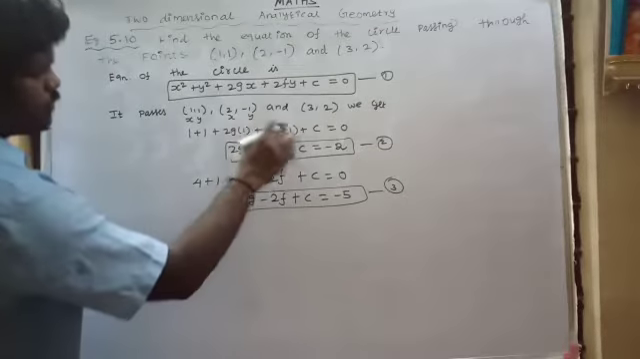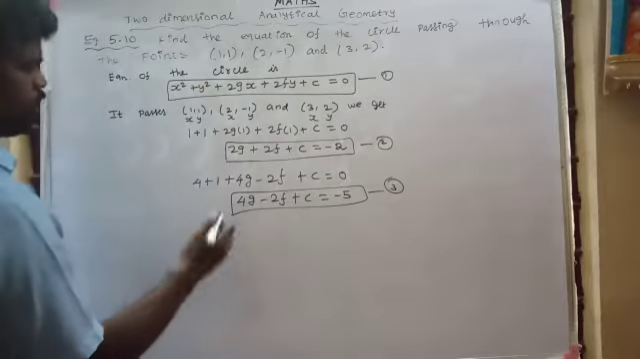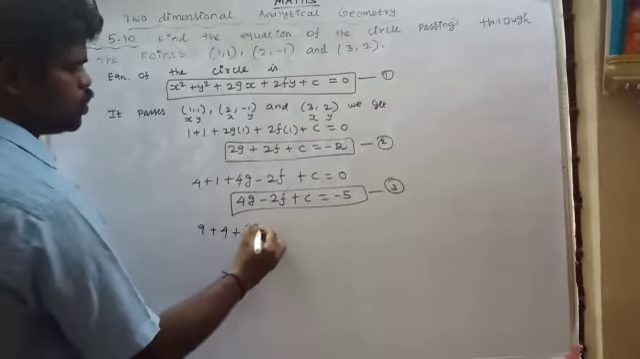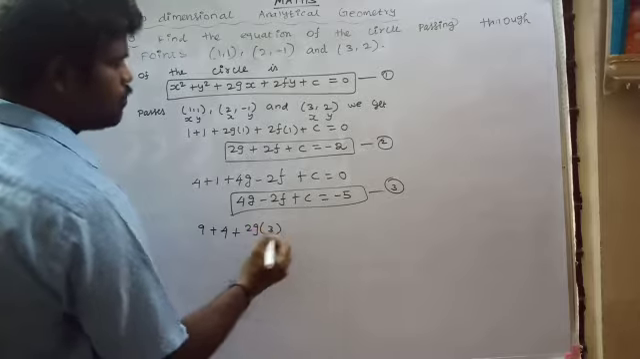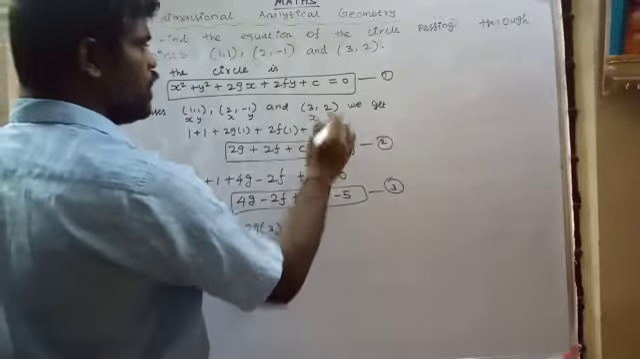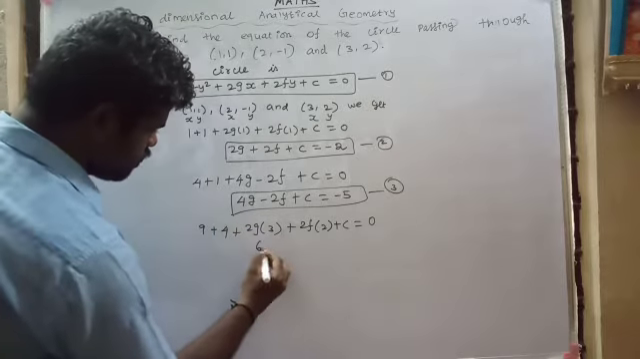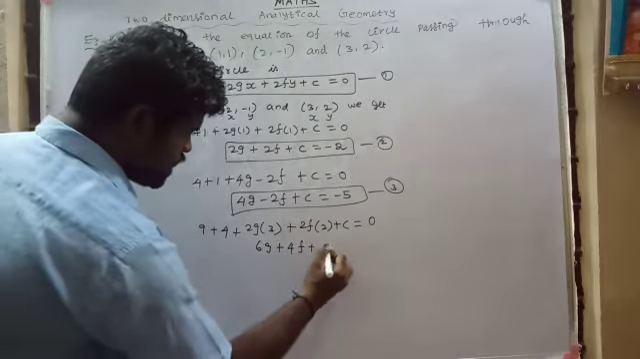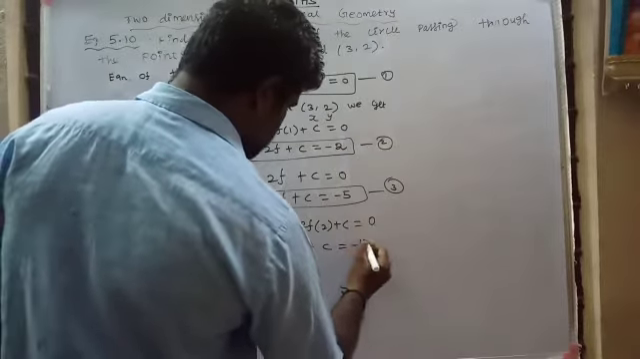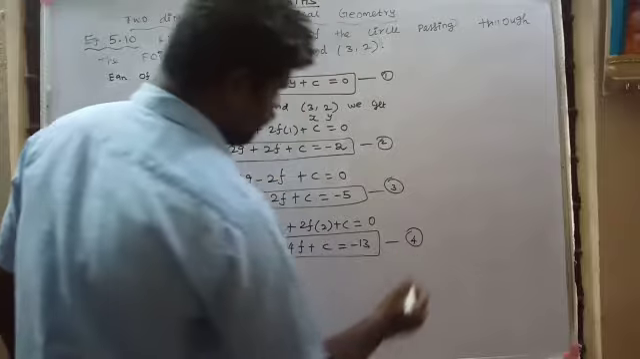And the third point (3, 2). This is x and y. Apply in the equation. x squared means 9 plus y squared, 2 squared is 4, plus 2g, the x value is 3, plus 2f, the y value is 2, plus c equal to 0. Therefore 6g plus 4f plus c equals -13, as 13 goes to that side. This is equation number 4.